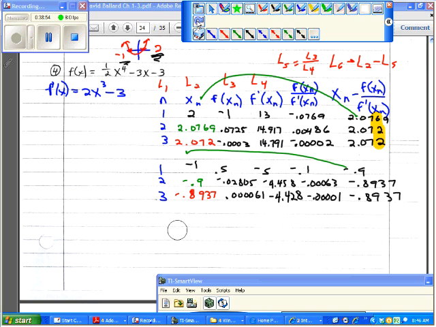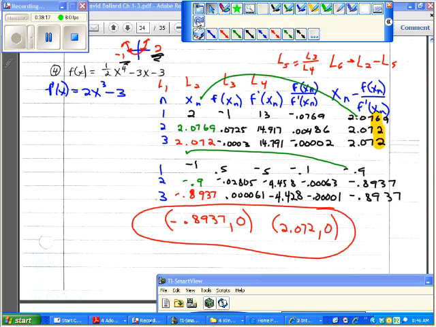And so we're going to say that our approximate 0 is negative 0.8937, 0. My other one was 2.072, 0. So we found a very close approximation of the two intercepts of that coordinate. Pretty cool. Any questions on that?